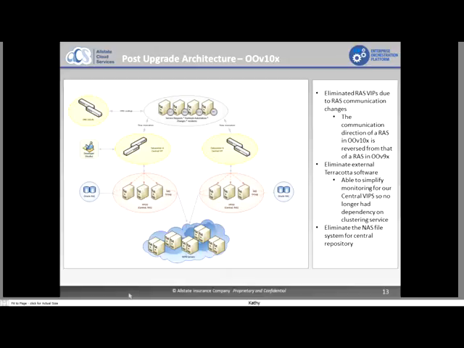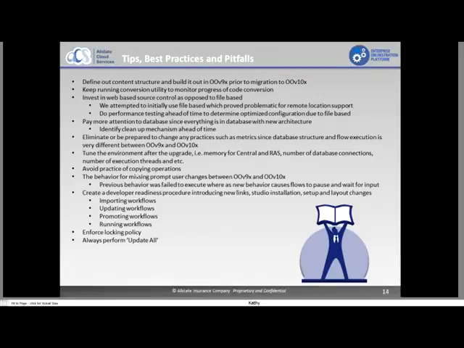Some of the tweaking we had to do after the upgrade was some tuning of the environment: memory for central and RAS, the number of database connections, and also we looked at the number of execution threads as well. So here is a list of tips or best practices that I think would be helpful, and those are things that we discovered along the way.